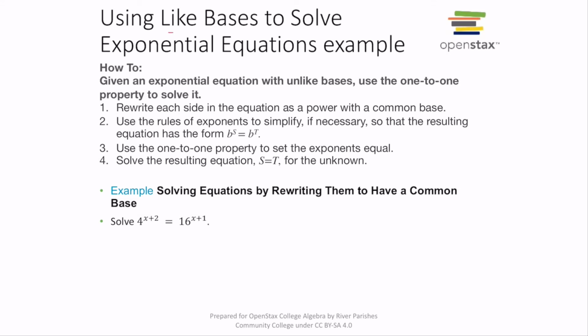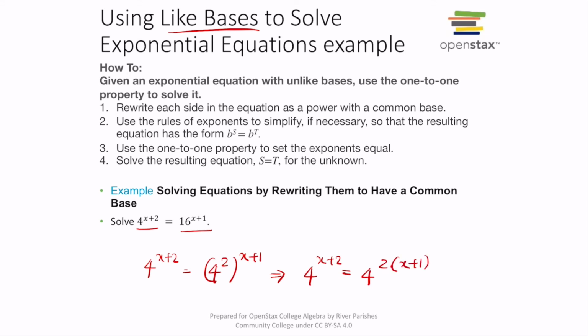Next, how to use like bases when you have different bases. Here we have 4 to the power x plus 2 is equal to 16 to the power x plus 1. What we also know is that 16 can be written in terms of powers of 4. So 16 can be written as 4 squared, to the power of x plus 1. A power m, whole power n, becomes a power mn. So 4 to the power 2 times x plus 1.